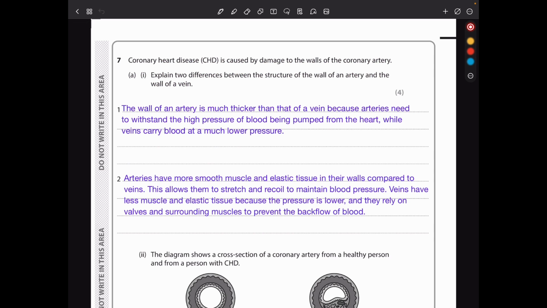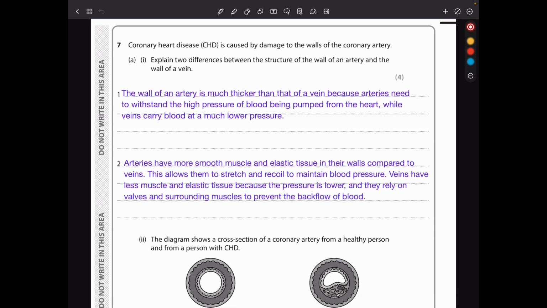In question 7, coronary heart disease, CHD, is caused by damage to the walls of the coronary artery. Explain 2 differences between the structure of the wall of the artery and the walls of the vein. So here we have to state the differences and explain them. The first part, I say the walls of the artery are much thicker than that of the veins because arteries have to withstand the high pressure of the blood being pumped from the heart, while the veins carry blood at much lower pressure.